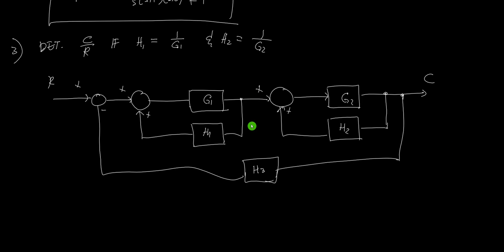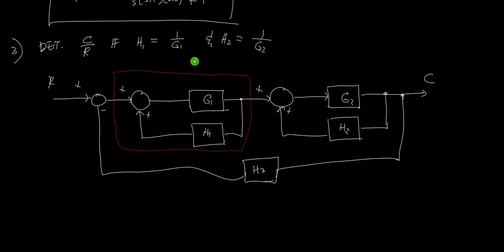And this is an easy one because it's just a simple one. We don't have cascaded blocks. We don't have parallel blocks, but we only have blocks in canonical form. So the first one is this block here.